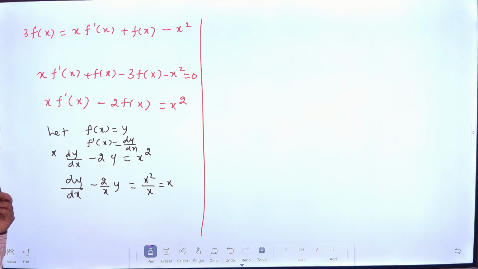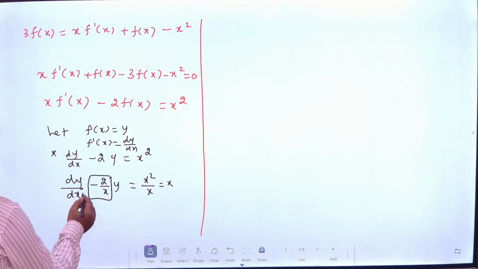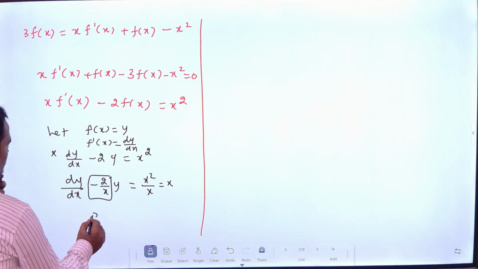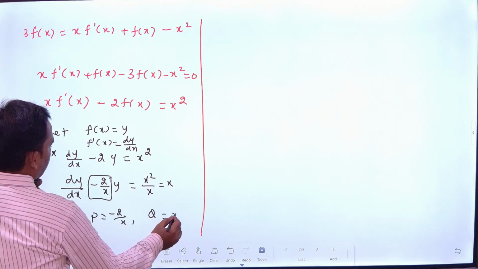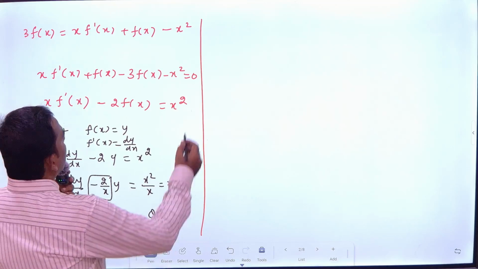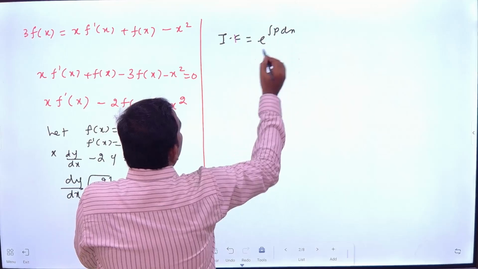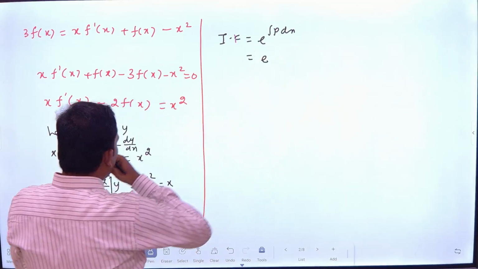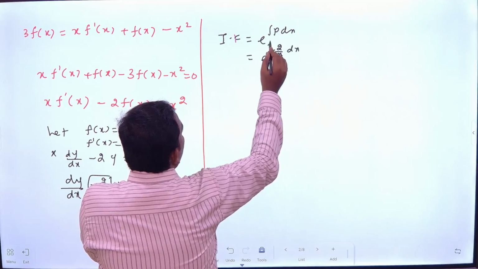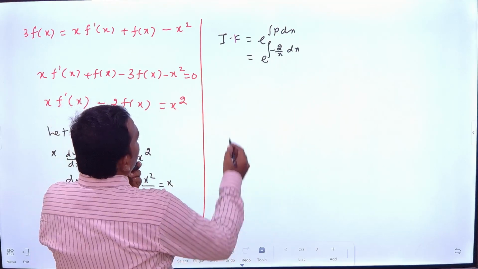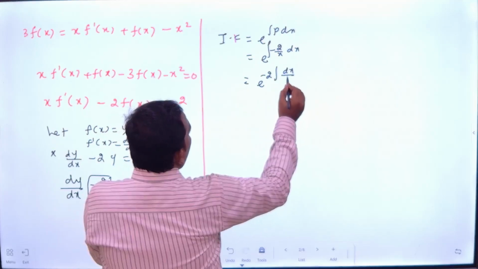You can see it's a linear differential equation, right? So P here is minus 2 by x and Q here is x. Now you can calculate the integrating factor. What is the integrating factor? e power integral of P dx, right? So e power, what is P? Minus 2 by x into dx. So you can take minus 2 out, integral of dx by x.